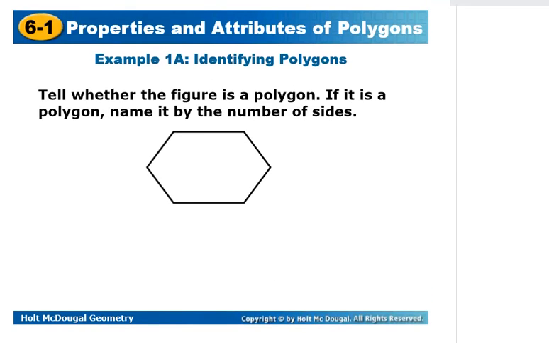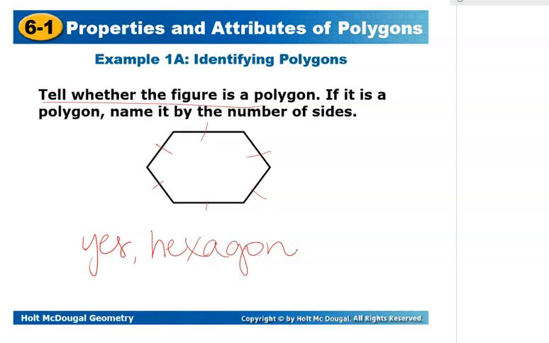So look at this. It is enclosed. It doesn't have any openings. It has no curves. And so yes, it's a polygon. That's the first part. Tell whether it's a polygon. And then if it is, which it is, name it by the number of sides. The number of sides are 1, 2, 3, 4, 5, 6. So if you have 6 sides, what's the name of the polygon? This is a hexagon. Hexa meaning 6.